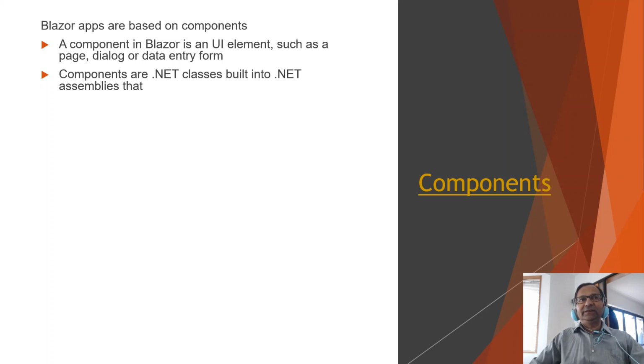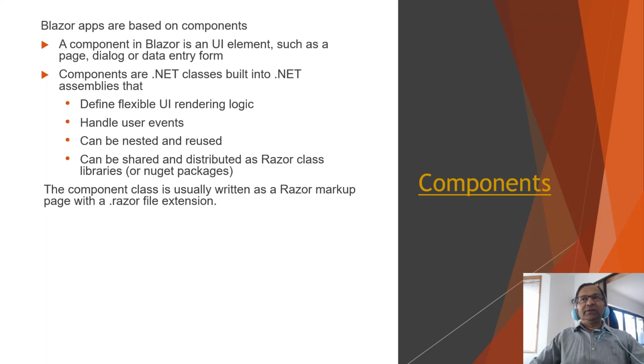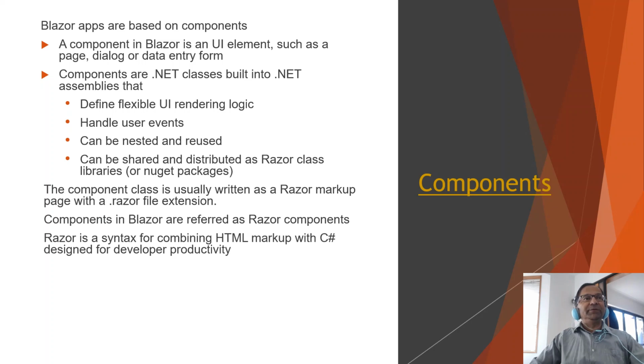in Blazor, the components are .NET classes built into .NET assemblies that define flexible UI rendering logic, handle user events, can be nested and reused, and can be shared and distributed as Razor class libraries or NuGet packages even. So the component class is usually written as a Razor markup page with a .razor file extension. All right, so components in Blazor are referred to as Razor components.